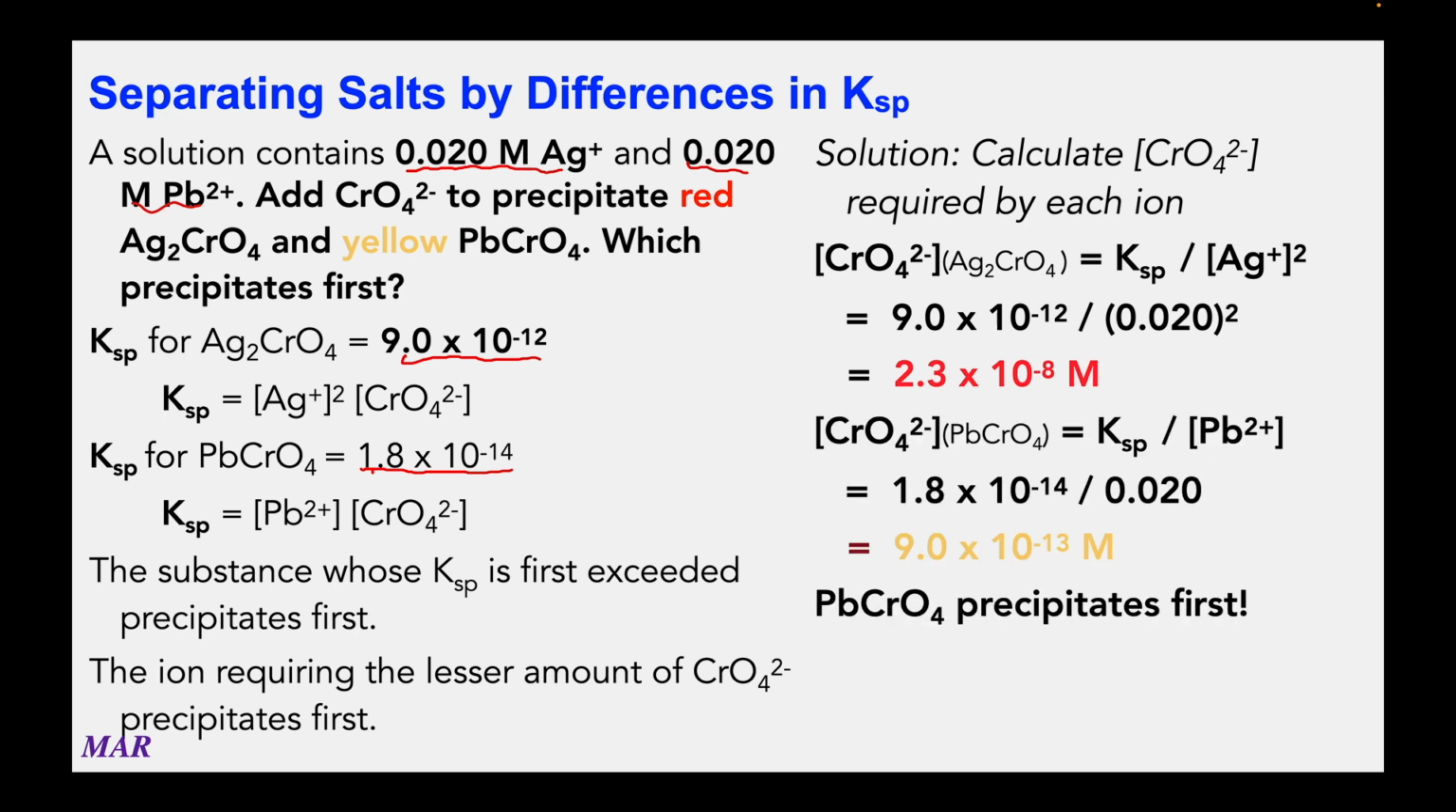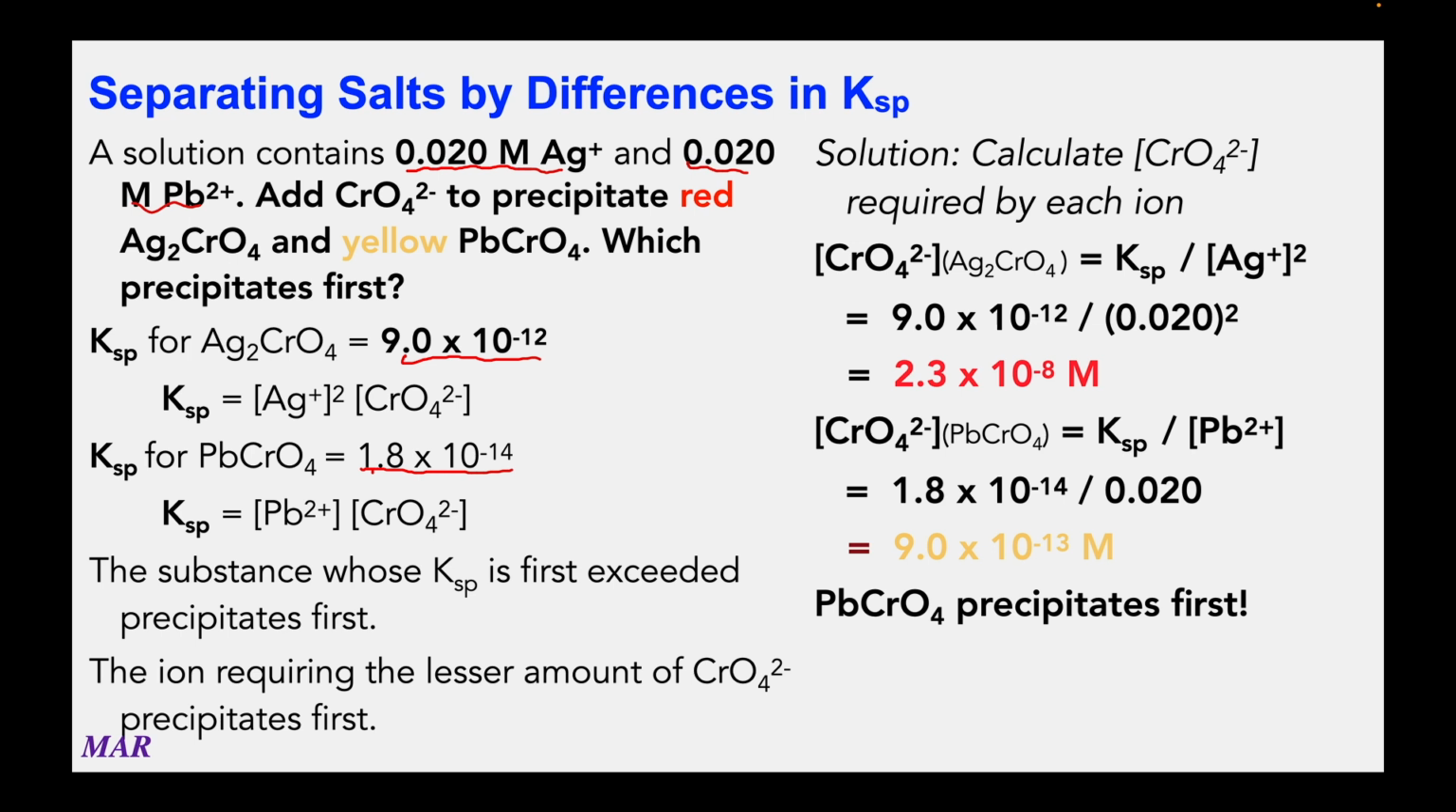However, if you do the lead chromate, you end up with a chromate concentration of 9.0 times 10 to the minus 13th. And that number is much, much smaller than 2.3 times 10 to the minus 8th. So the smaller amount of chromate will precipitate first. That means that the PbCrO4 will precipitate out.